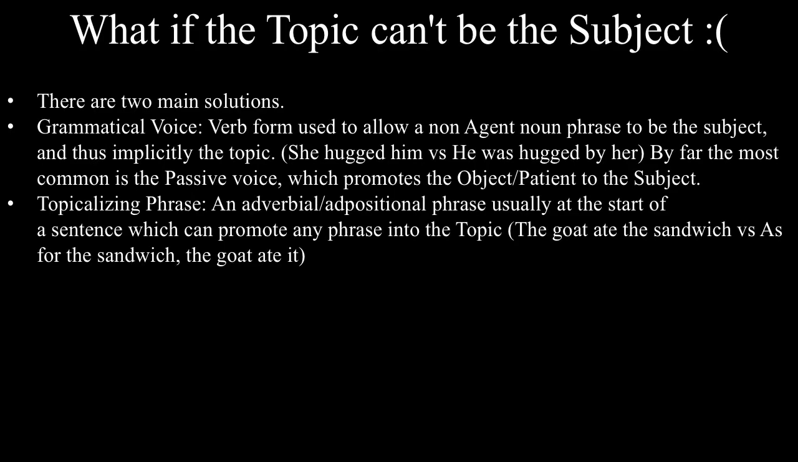Now, there's one issue that consistently comes up in strict word order languages. What if you have an agent and a patient, but the patient is supposed to be the topic? Or what if you have a topic that's an oblique or isn't even a noun phrase? Well, there are two main ways these problems are solved. One I've already shown a bit. There's grammatical voice and topicalizing phrases.